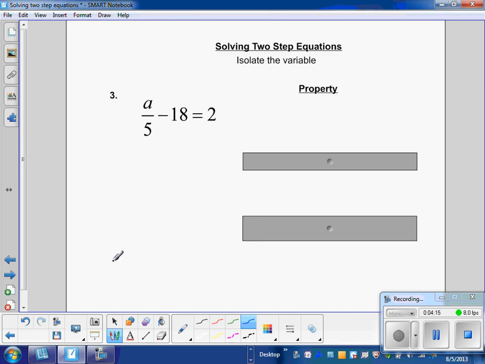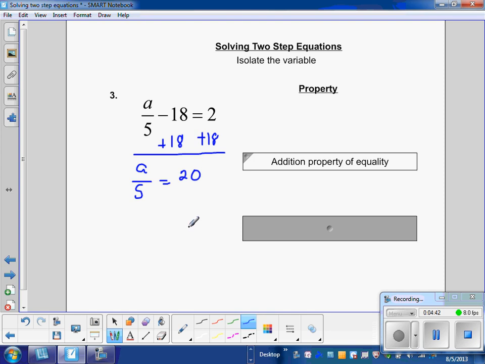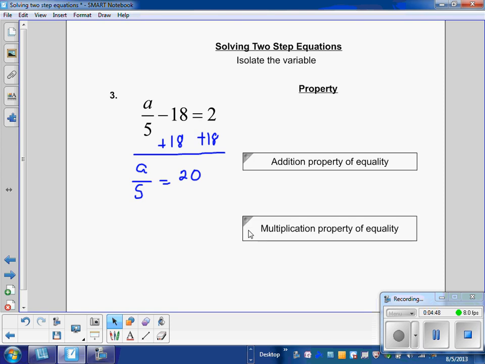So 18 is equal to 18. All right, number 3. A divided by 5 minus 18 equals 2. So we're thinking PEMDAS backwards. We're going to use the addition property. So we're going to add 18 to both sides. So we have a divided by 5 equal to 20. The opposite of division is multiplication. So now we're going to multiply each side by 5.